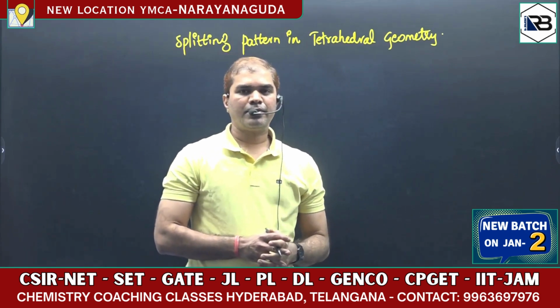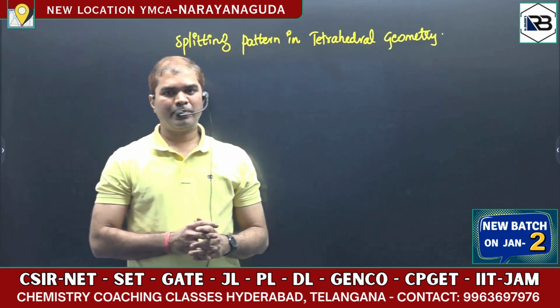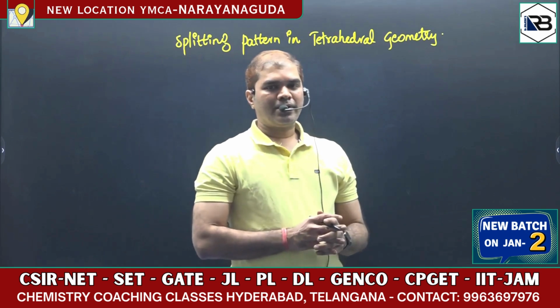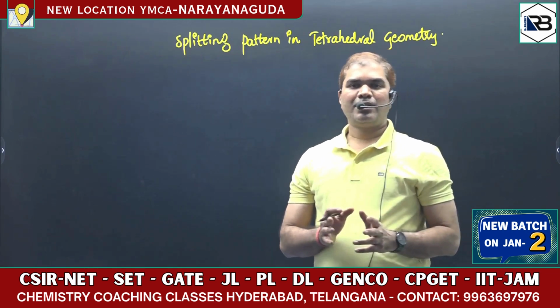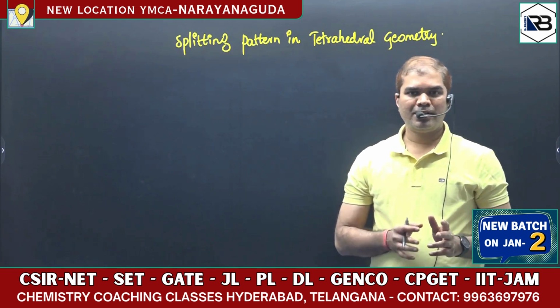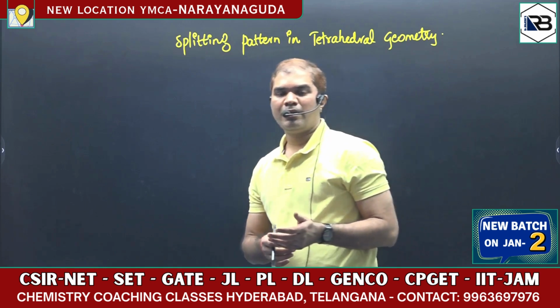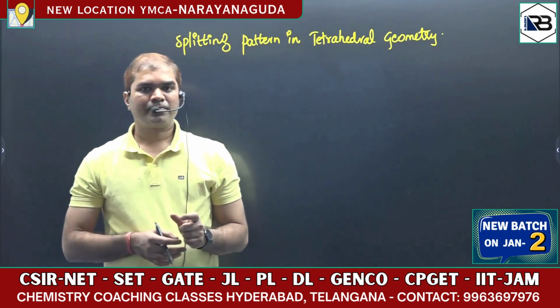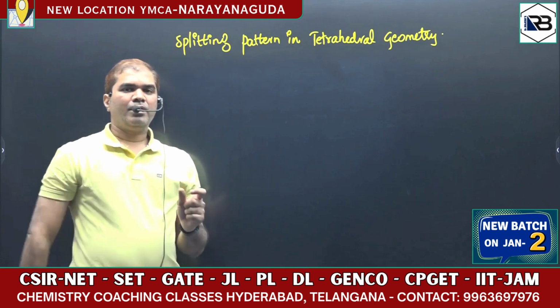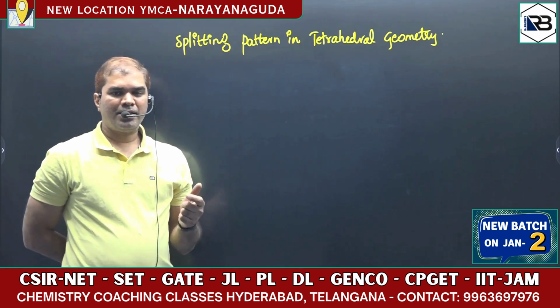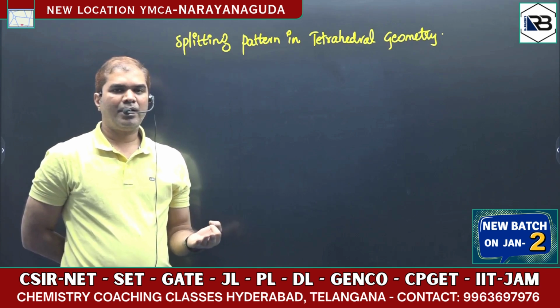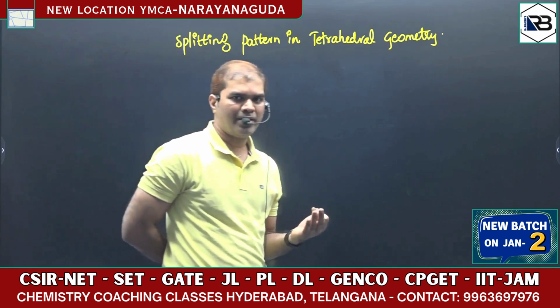Hello everyone, the question is: what is the splitting pattern in tetrahedral geometry? The most asked questions for the competitive exams are octahedral and tetrahedral geometries. These are the most basic geometries which we commonly come across in transition metal complexes. In the octahedral geometry, the T2g set and the Eg set, that is the splitting pattern, 3 orbitals will have lower energy and 2 orbitals will have higher energy.